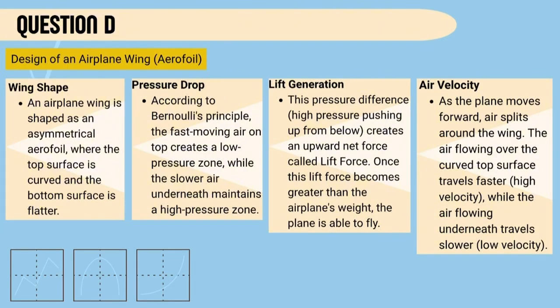So for the last is air velocity. When the plane moves forward, the air splits around the wing, the airflow over the curved top surface.